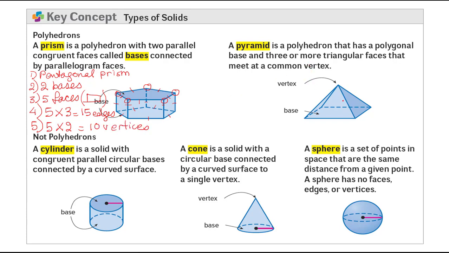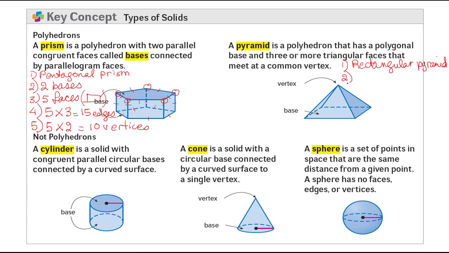If I look at this figure, it is a pyramid. It's not a prism. Why a pyramid? Because it has a base and a vertex on the top. Okay? Then it is a polyhedron, because it was a polygon and it transferred into a 3D figure. So number 1, we call it a polyhedron. We call the pyramid by the shape of its base. So this is a rectangular pyramid.